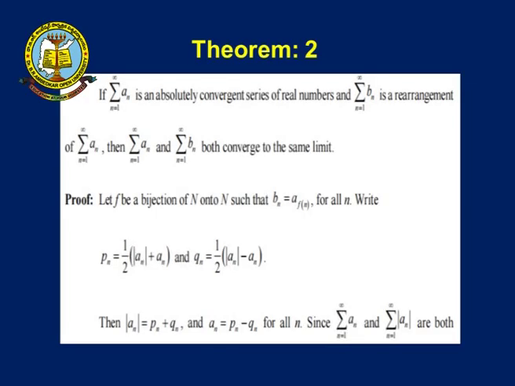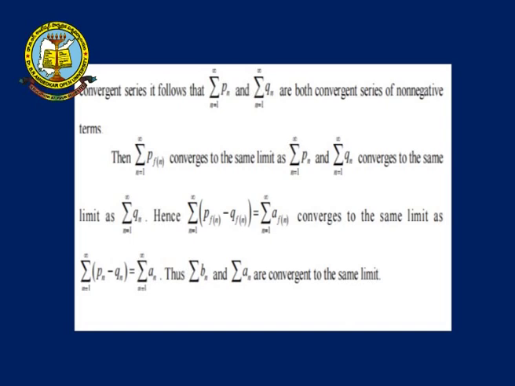Next, another theorem on rearrangement. If sigma an is an absolutely convergent series of real numbers and sigma bn is a rearrangement of sigma an, then sigma an and sigma bn are both convergent with the same limit. So bn equals a of f of n. I will take pn equal to 1 by 2 times sigma of mod an plus an, and qn equal to 1 by 2 of mod an minus an. So clearly mod an is pn plus qn, so that both are decided by the convergence of sigma a f of n.